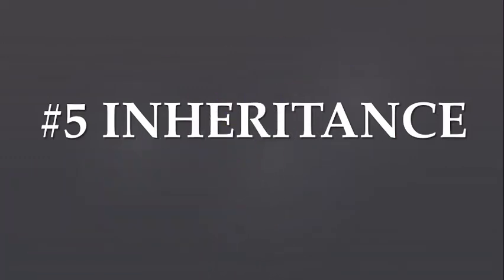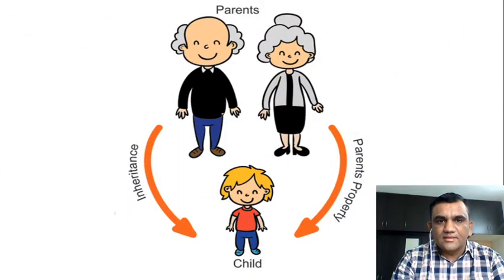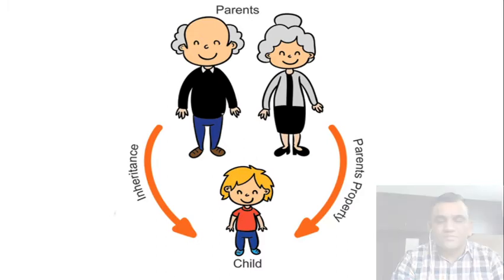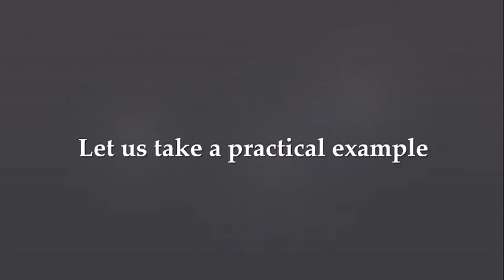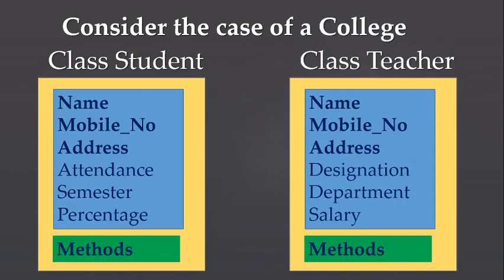Now, next is inheritance. Let us understand inheritance. Normally, the child inherits the properties from the parents. That's the normal scenario. The same thing happens in Java, or object-oriented programming, also. Let us take a practical example. Here we have two classes, Student and Teacher. For simplicity, we have shown the variables of both classes. We have not shown the methods.